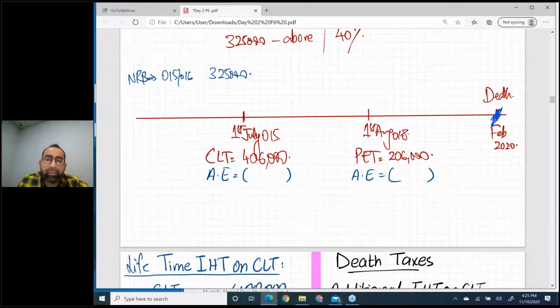Now first of all, on 1st July 2015, he was alive, he was taking breath. On 1st August 18, alive. He died in February 2020. So the first gift he did is a CLT on 1st July 2015, and this CLT was 406,000. Now, hope you remember the annual exemption. He just gifted these two gifts, no other gifts in his whole life.